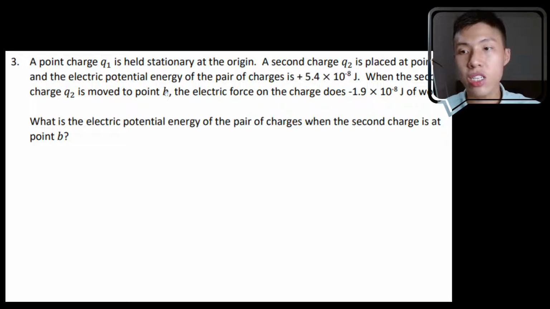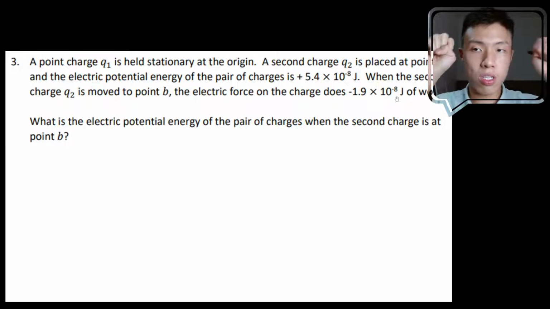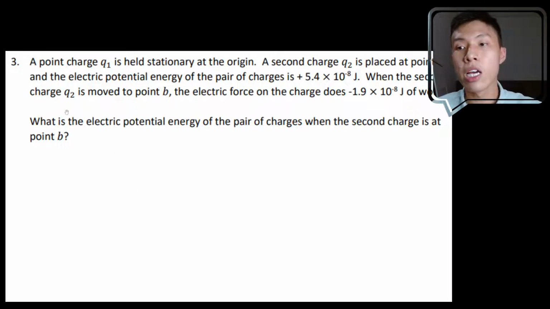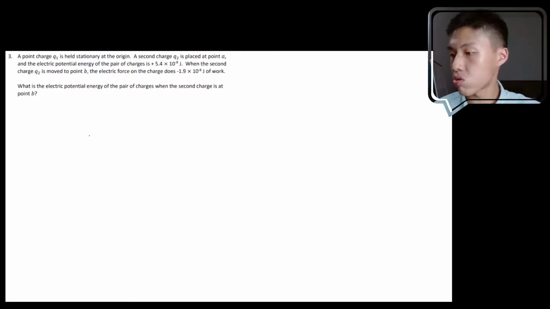Now, when the second charge Q2 is moved to another point which is called point B, the electric force on the charge does negative 1.9 times 10 to the power negative 8 joule of work. So it's a situation which involves changing the position of the charges from one initial situation to a final situation. Okay, later we'll try to draw it out to visualize the situation clearly. So they ask what is the electric potential energy of the pair of charges when the second charge is at point B. Okay, so let's try to draw the situation here.